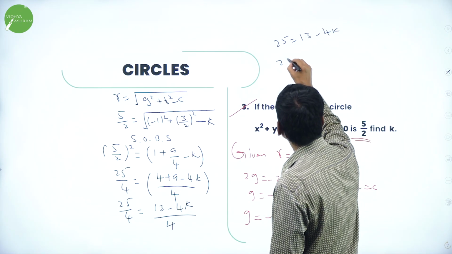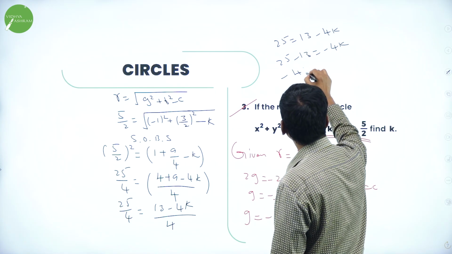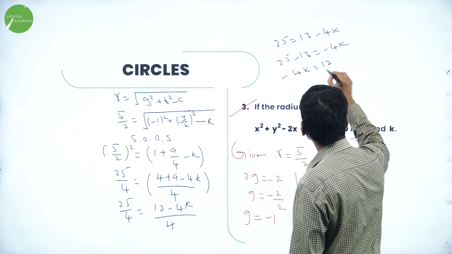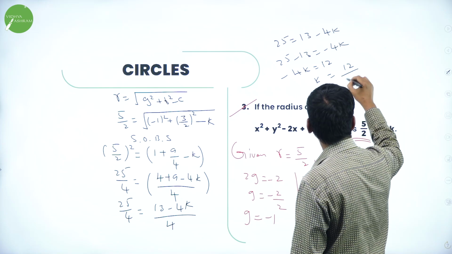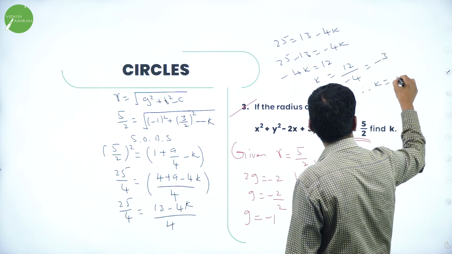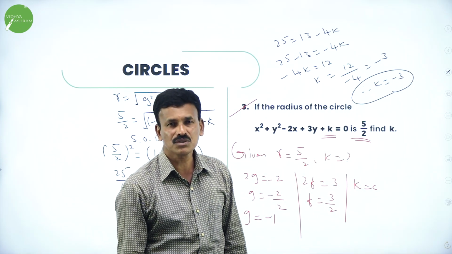Transfer this. 25 minus 13 is equal to minus 4k. Therefore, minus 4k is equal to 25 minus 13 is plus 12. K is equal to 12 by minus 4, that's equal to minus 3. Therefore, the value of k is equal to minus 3. That's it. What is k here? K is equal to minus 3.